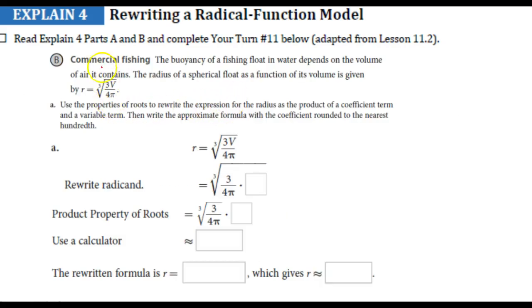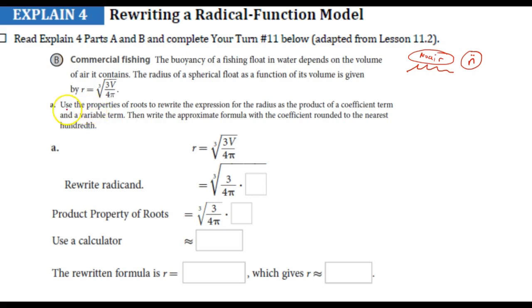Alright, moving right along to part B of Explain 4, just to give you a little bit more practice. Here's another problem talking about commercial fishing. The buoyancy, or the floatingness, of a fishing float in water depends on the volume of the air it contains. Try and swim out to sea with a raft or a float with no air. That would not be fun, because you need air in that float to have it stay afloat and survive. But they give us an equation so that, given the volume of a float, they can tell us our radius.